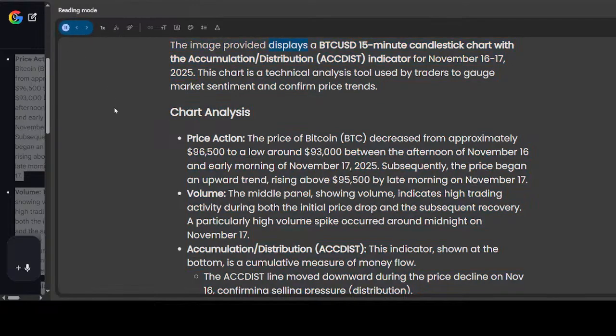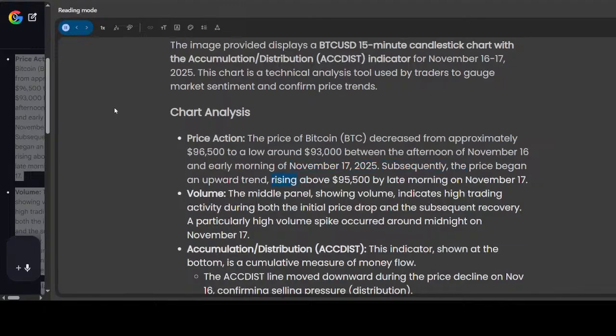The image provided displays a BTC/USD 15-minute candlestick chart with the accumulation distribution ACCDIST indicator for November 16 to 17, 2025. This chart is a technical analysis tool used by traders to gauge market sentiment and confirm price trends. Chart analysis. Price action. The price of Bitcoin BTC decreased from approximately $96,500 to a low around $93,000 between the afternoon of November 16 and early morning of November 17, 2025.